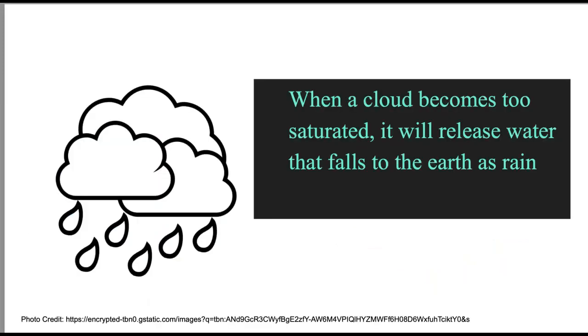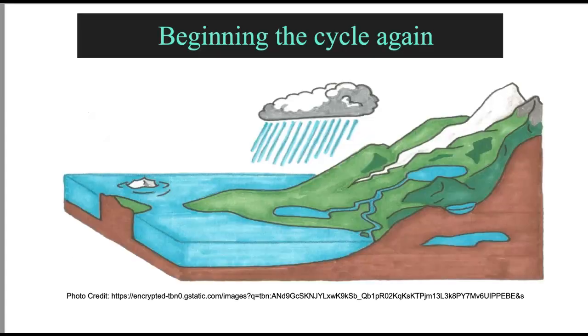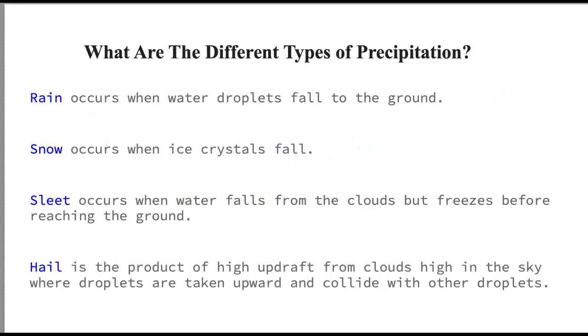When that cloud becomes too saturated, it will release water that falls to the earth again, and that starts the cycle again. Just to recap, the different types of precipitation are rain, snow, sleet, and hail. I will let you look over those real quick.